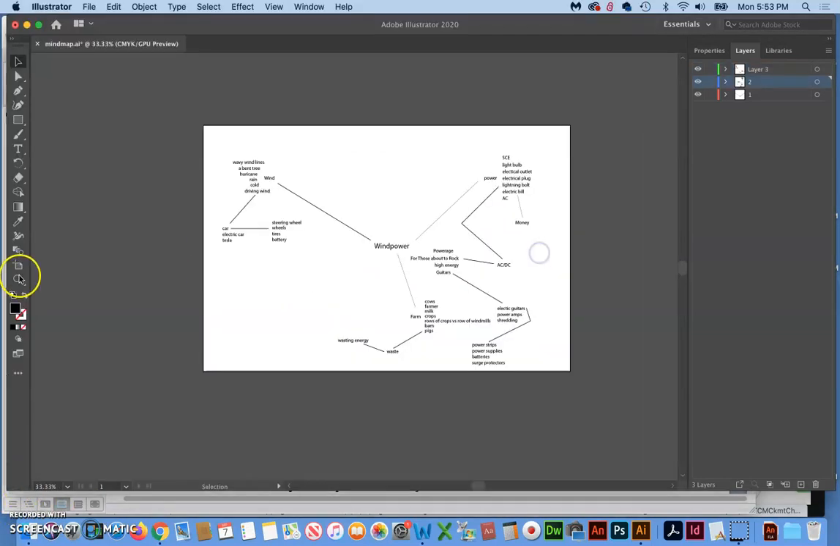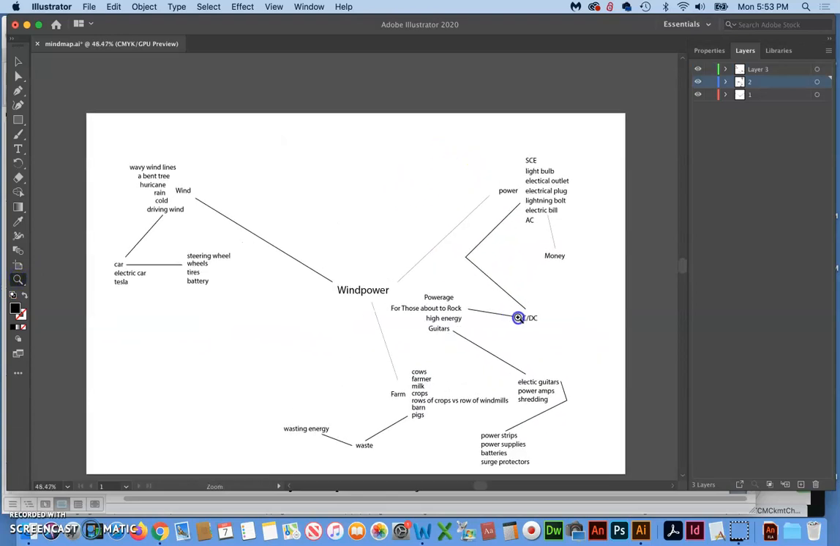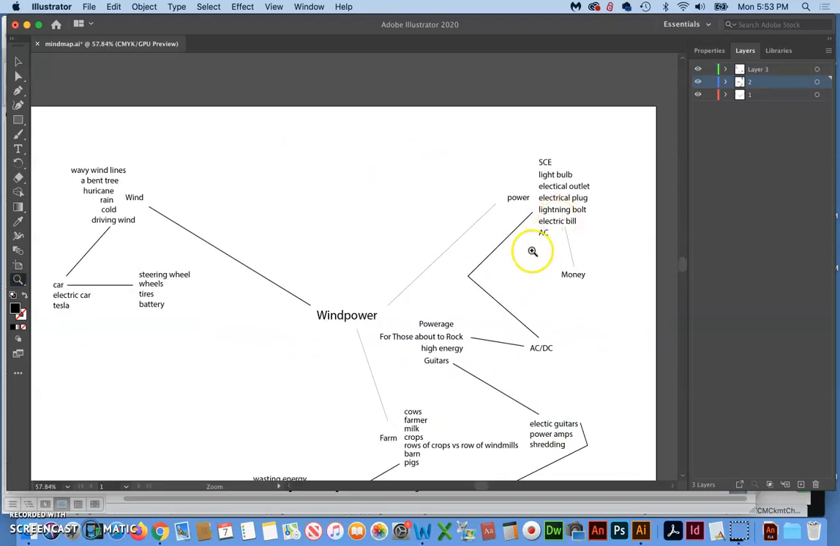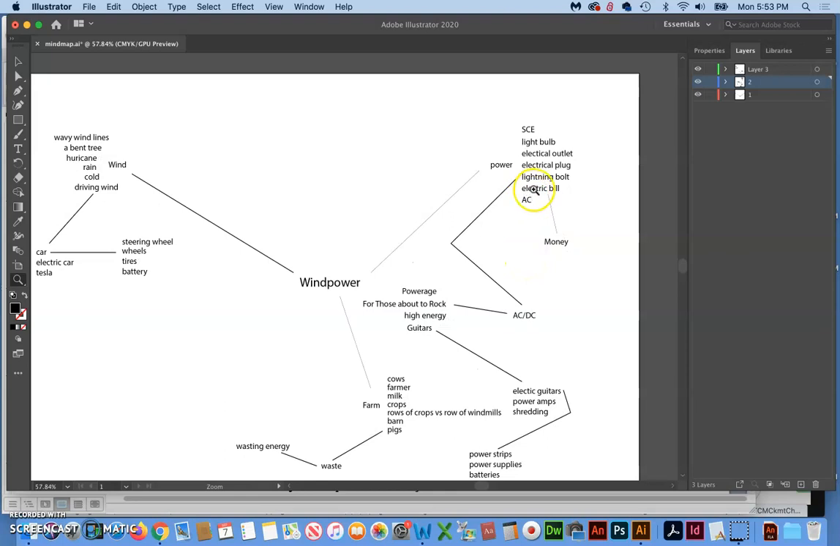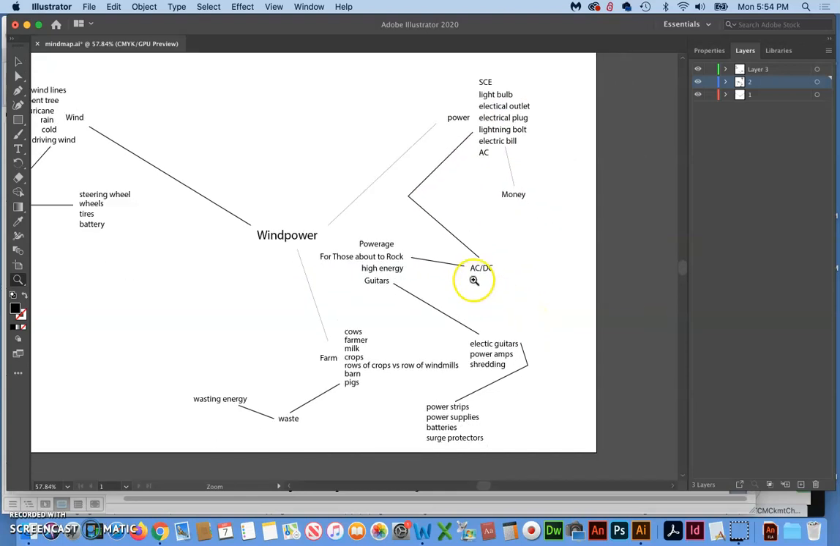And then some more things popped in my head over dealing with power. What did I do? I went off of lightning bolt, and I said AC/DC. I know it's a rock band. Should I be writing stuff like that down on here? I'm not going to stop myself.